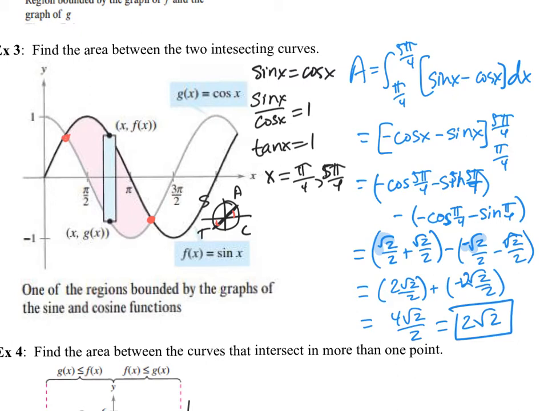Okay, so lots of arithmetic. All this stuff here was arithmetic. Once we got to this point, we were done doing calculus, all right? So sometimes the hardest part is the arithmetic. Final answer, 2 square root of 2.